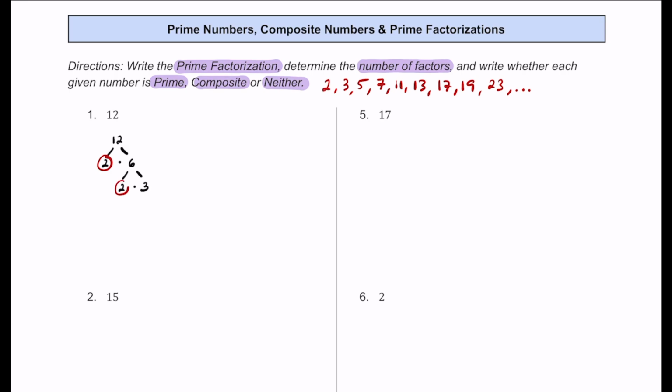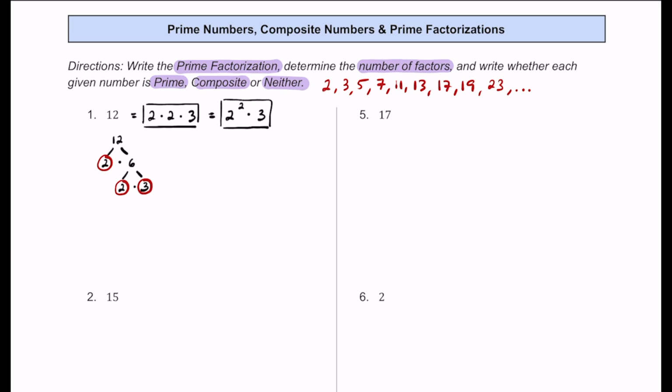Now again, 2 is a prime number, so we're always going to circle it, and 3 is also a prime number. So at this point, we have all primes at the bottom, so we can write our prime factorization as 12 is equal to 2 times 2 times 3. That's using just all the factors written out. However, since we have 2 of these 2's, using exponents, we can write this as 2 to the second power times 3. So whether you write your prime factorization as a multiplication sentence all the way out, or you use exponents, either form is good for the prime factorization.